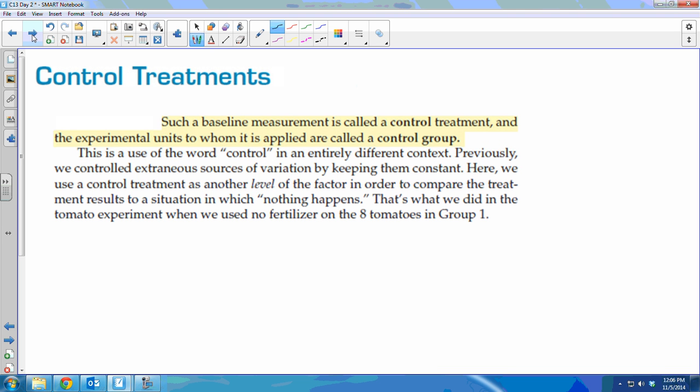We talked about control. You have to have a control group if at all possible. There are only a few examples of times that you will not have a control group. Your control is your baseline. If you don't have the control, then you don't know how your other treatments compare to nothing happening. Okay? So control is important.